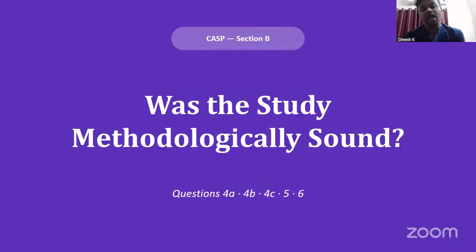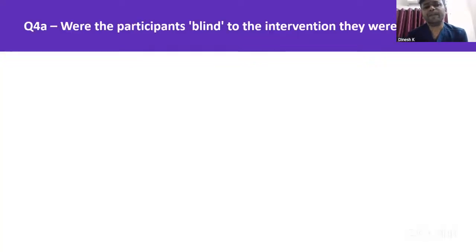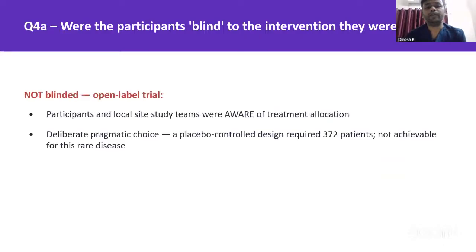So coming to the second section, was the study methodologically sound? Were the participants blind to the interventions they were given? Neither the participants nor the local site teams were blind to the treatment allocation. It was a deliberate pragmatic choice to make sure that they were keen on recruiting, whatever they want to do for this rare disease.